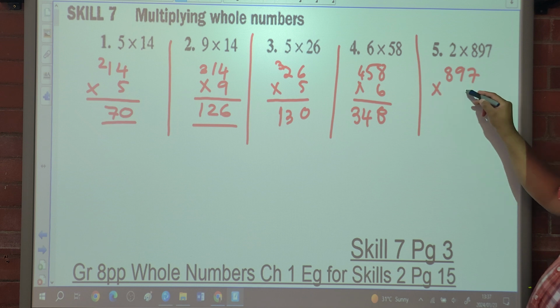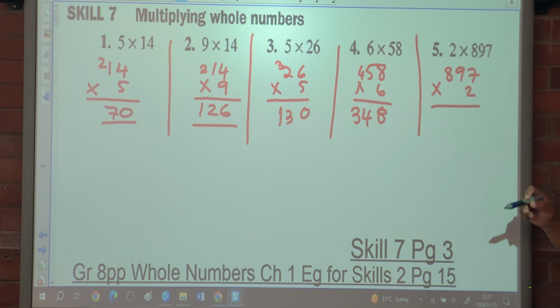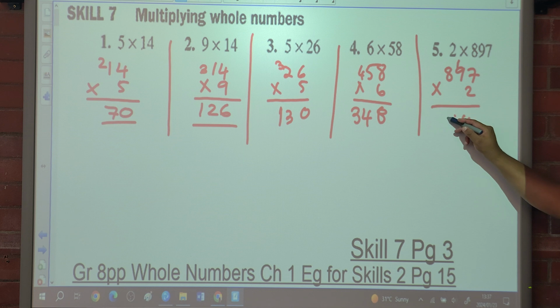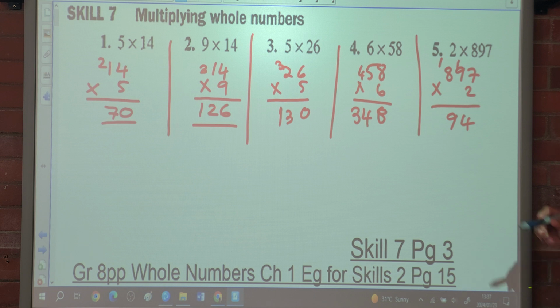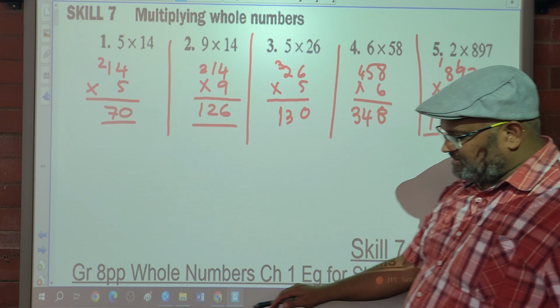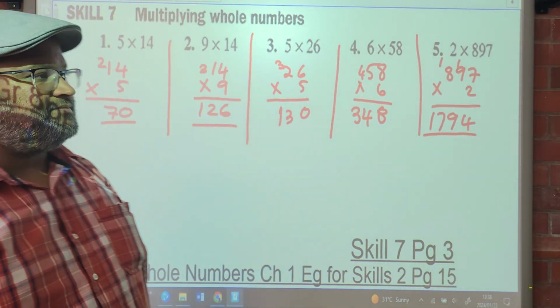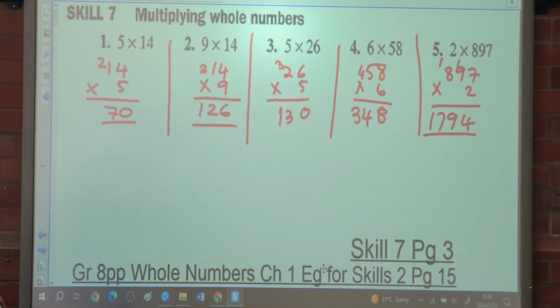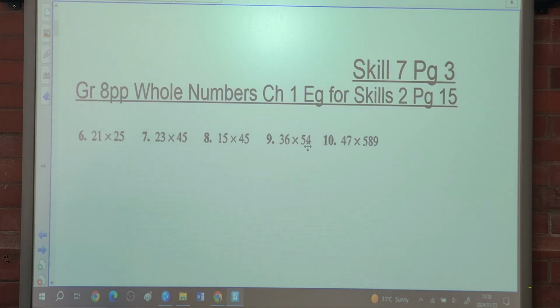897 multiplied by 2. 2 times 7 is 14, carry 1. 9 times 2 is 18 plus 1 is 19. 2 times 8 is 16 plus 1 is 17. So it's 1794. Any confusion there? Okay.